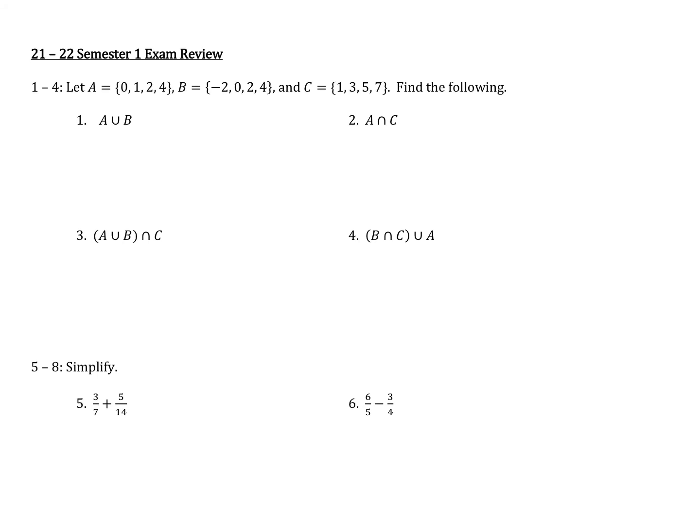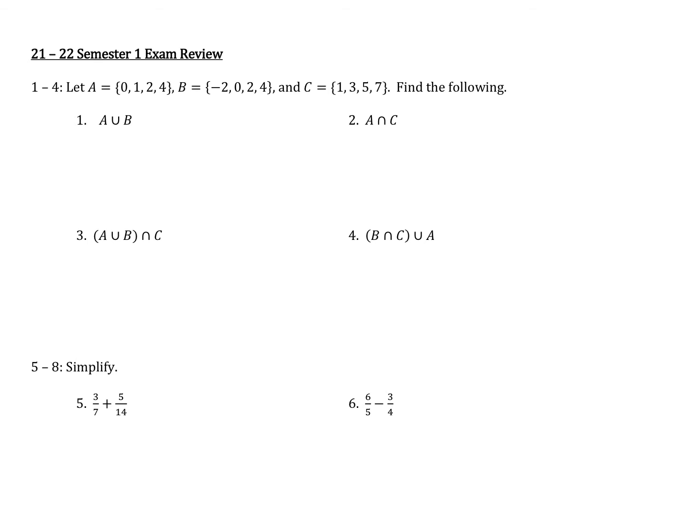Your midterm review, this covers sections 1.1 all the way to 5.5, your last section that was on your last test. The first things that we're going to look at is stating the following, so unions and intersections with these sets of numbers. If we look at 1 through 4, we're told that A is the set of numbers 0, 1, 2, 4, and then B are the set of numbers -2, 0, 2, 4, and then C are the set of numbers 1, 3, 5, and 7.